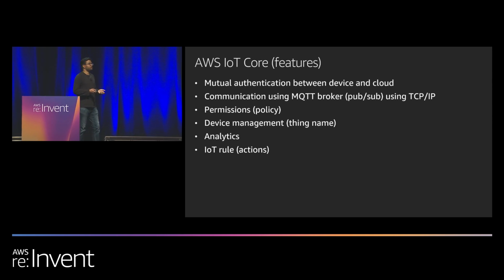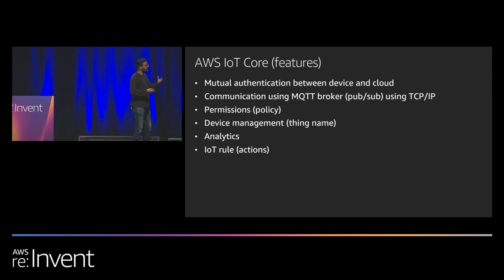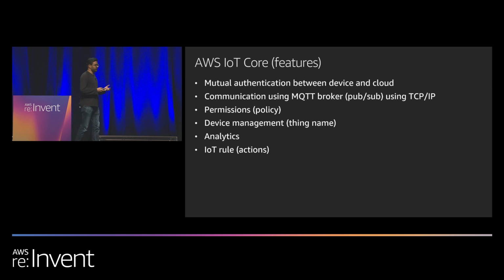It has communication using an MQTT broker, using a publish and subscription model. It is kind of similar to HTTP, but it's much more lightweight. And unlike HTTP, which uses a request-response kind of model, it uses publish and subscribe. It has permissions, which means that you could tell your devices that they can only connect to certain endpoints, or they could only publish and subscribe to certain topics.